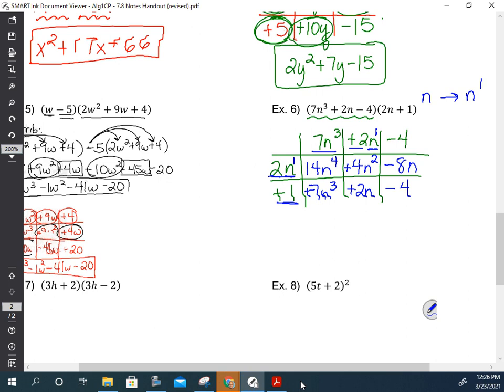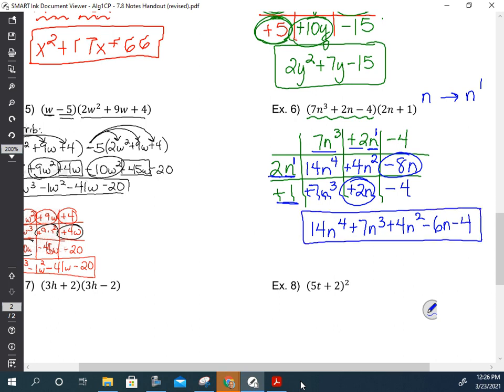Do we have any like terms? Any like terms sitting in those boxes? 2n minus 8n. Those are the only like terms we have. So 14n to the fourth plus 7n to the third plus 4n squared minus 6n minus 4. Again, just remember, your final answer has to go in order from biggest to smallest. Biggest exponent, smallest exponent.